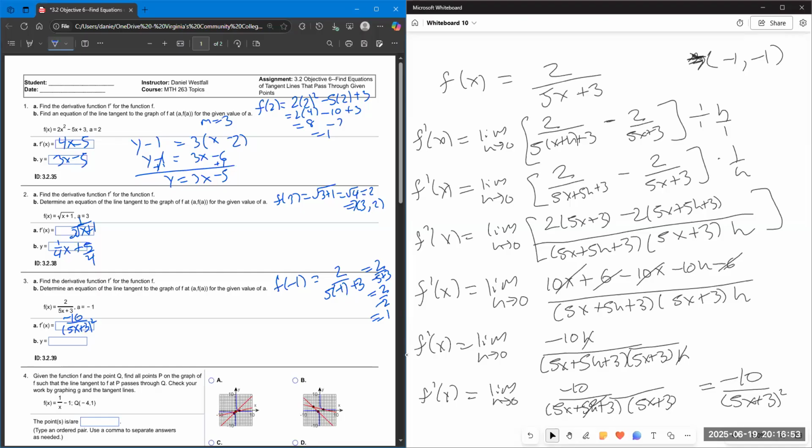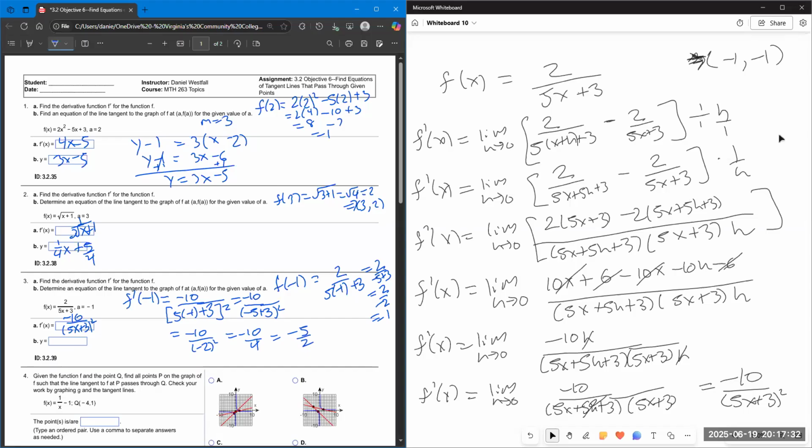Let's go ahead and evaluate that for x equals negative 1. So negative 10 over 5 times negative 1 plus 3, quantity squared, is negative 10 over negative 5 plus 3, quantity squared, that's negative 10 over negative 2 squared. Negative 10 over 4 is negative 5 halves for my slope.